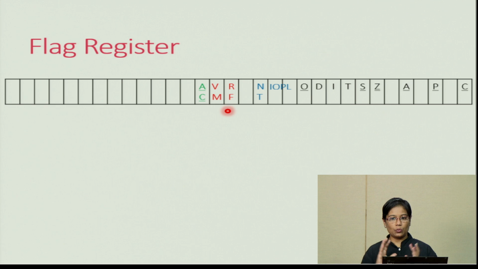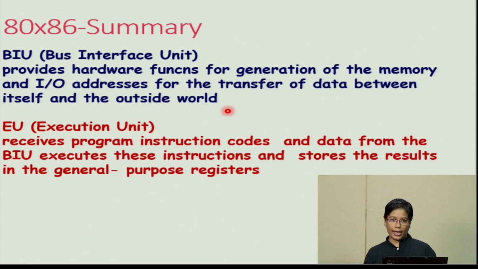So just to summarize whatever we have seen over the last 5 sessions, the 8086 processor is essentially made up of 2 units, the bus interface unit and the execution unit. The bus interface unit provides the required hardware functions for generating the memory and the address of the various I/O devices, and for controlling the data transfer between memory and the processor and between I/O devices and the processor. So the interface to the external world is done by the bus interface unit.